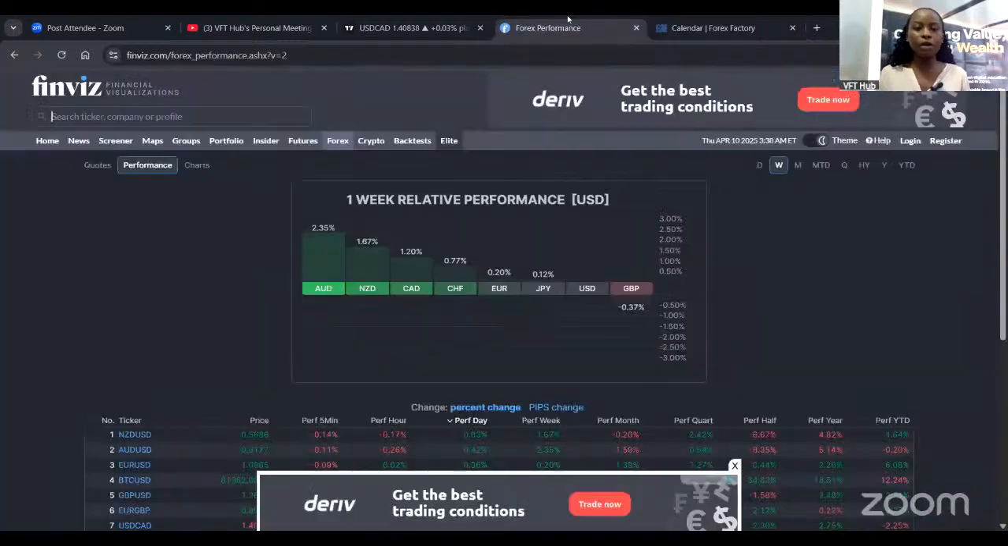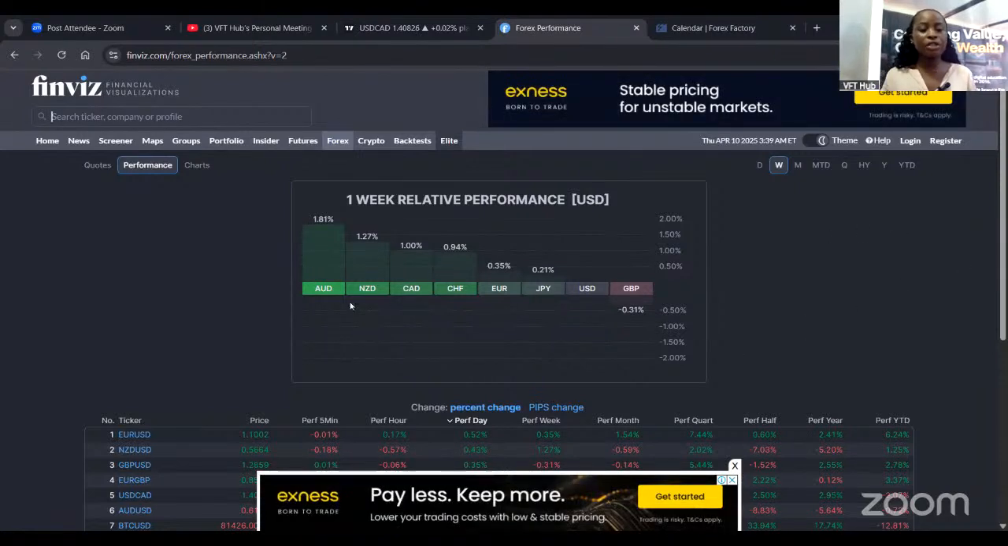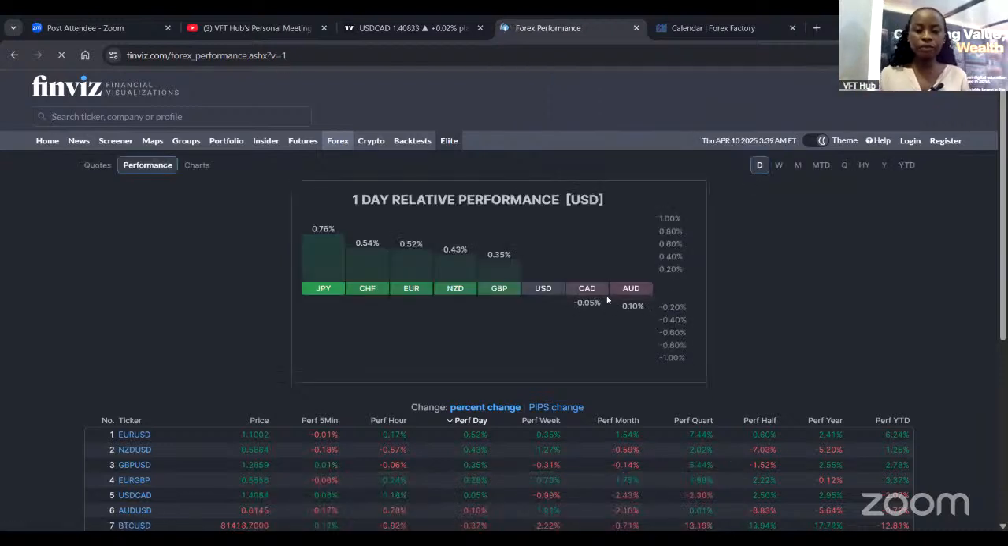And then for Forex performance, looking at the asset classes that are currently leading on the weekly time frame, you see the value is still moving into risk currencies. We still have AUD, NZD, and CAD still buying. On the daily time frame, what do we see?